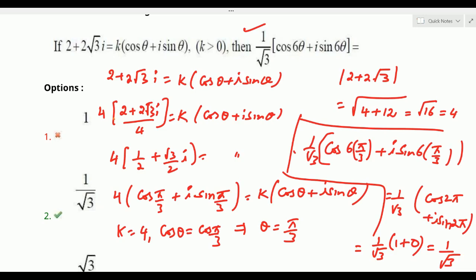Easy calculation only. k, 6 formula comparison చేసిన తర్వాత theta కనుక్కోవాలి. వాడు ఏది అడిగాడు ఇక్కడ 1 by root 3 into cos 6 theta plus i sin 6 theta అడిగాడు. దాని రిజల్ట్ కనుక్కున్నాం. అదే 1 by root 3, that is option number 2, right? Clear? Now look forward the next question.